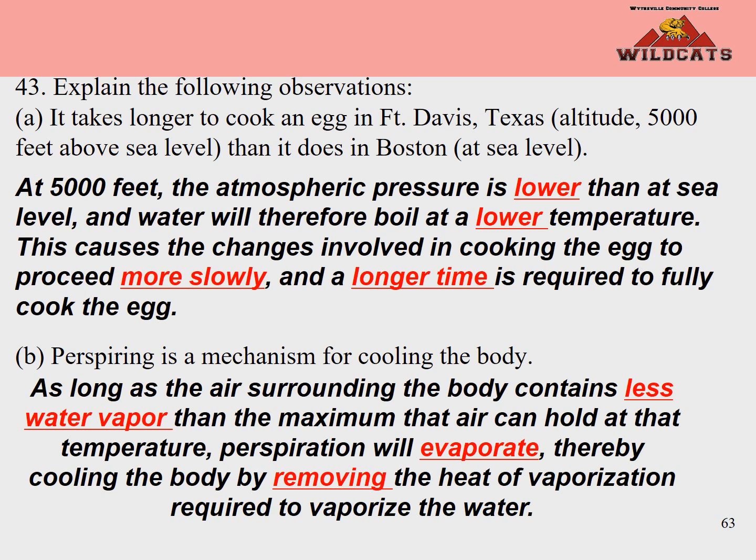So perspiring is a mechanism for cooling the body. As long as the air surrounding the body contains less water vapor, then it's going to evaporate and it's going to cool the body by removing the heat of vaporization. And that's why in the summertime, when it's hot and muggy outside, it even feels hotter, because it takes your body more energy to evaporate the water off of your skin because there's already a high amount of vapor in the air.